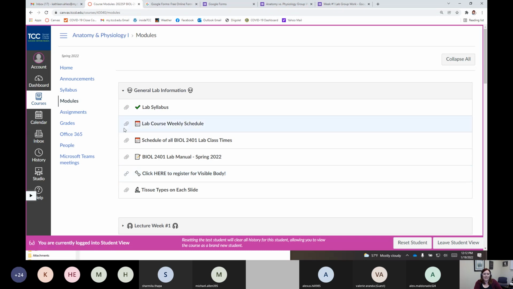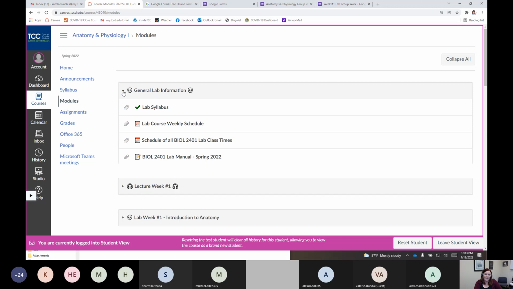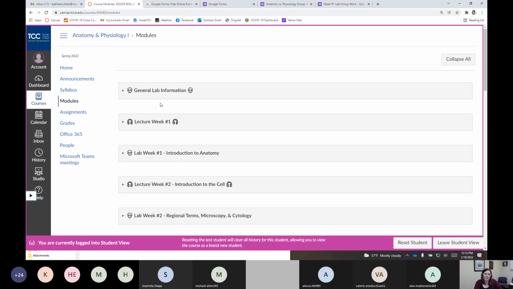So let's say you've taken care of all of these things here on the list. I no longer need to see this information. This little arrow right here next to the skull, when I click on it, it changes the direction and this information is gone. You're definitely going to want to be hiding modules all semester because there are a lot of modules coming your way. So once you've looked through the lab information, hide it.